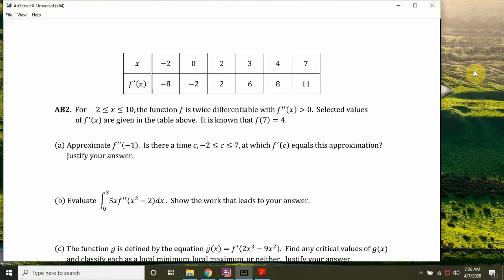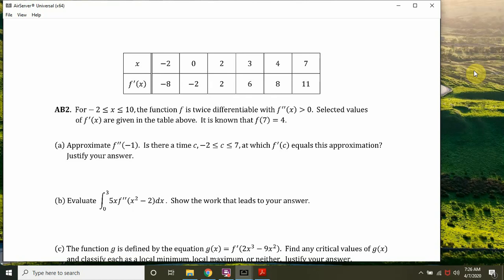So we have a table of values here. We have x values and we have f prime of x values in the table. On the interval -2 to 10, the function f is twice differentiable with f double prime of x greater than 0. Selected values of f prime are given in the table above. It is known that f of 7 equals 4. Okay, so we're working on the closed interval -2, 2.